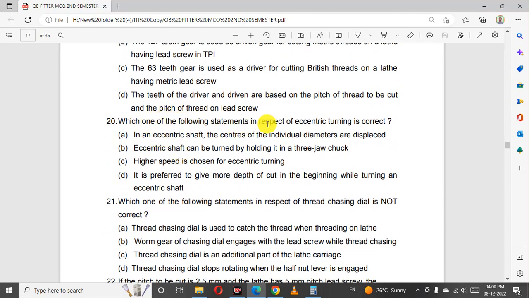Which one of the following statements representing eccentric turning is correct? In an eccentric shaft, the centers of the individual diameters are displaced.